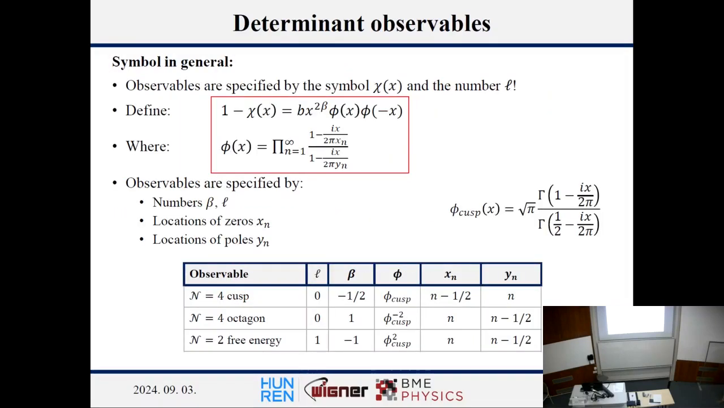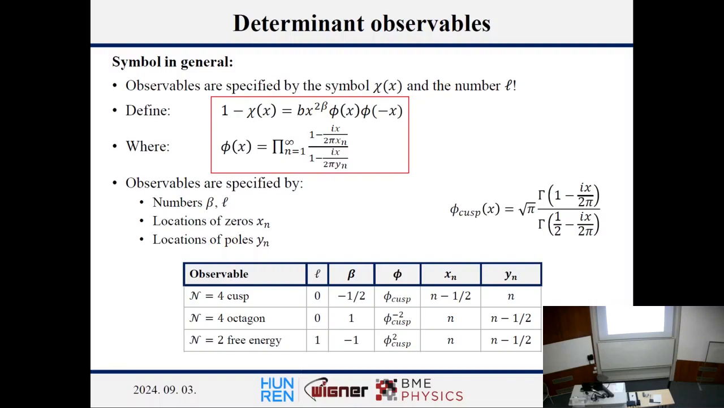Okay, so let's talk a bit more about this symbol. This will be important later. These symbols can be given by their analytic properties. For example, the small x behavior, which is denoted by this beta parameter. There is also the other parameter which I mentioned, this L. And the only thing that you need to calculate the large coupling expansion is the location of the zeros of this function and the poles of this function. And that's all. And here you can see a table where it contains everything.